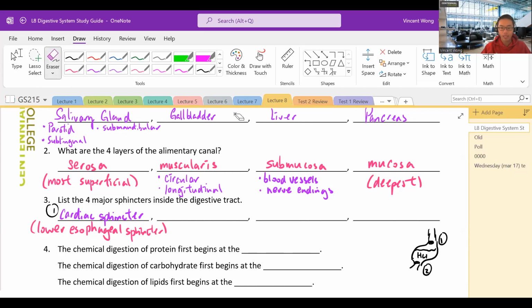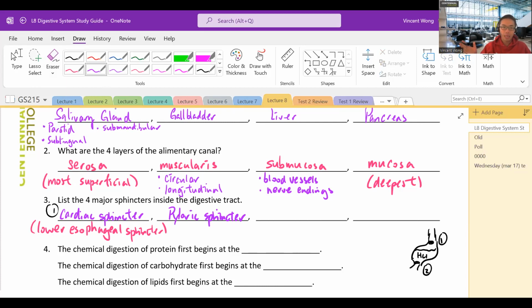And down here, that's the second one. It helps regulate how much of the stomach content will go forward. Does anybody remember what the name of the second one is? Thank you, Nora. This is the pyloric sphincter.